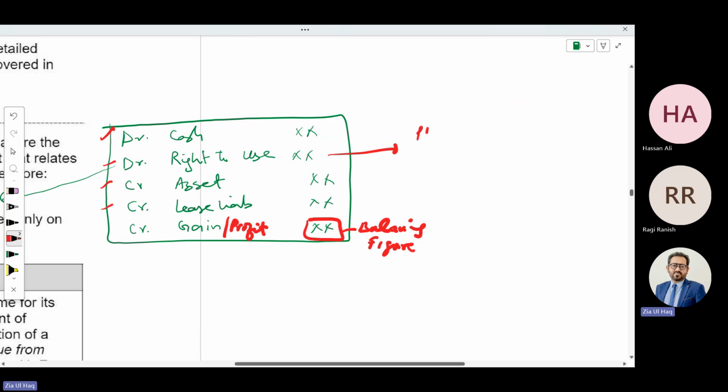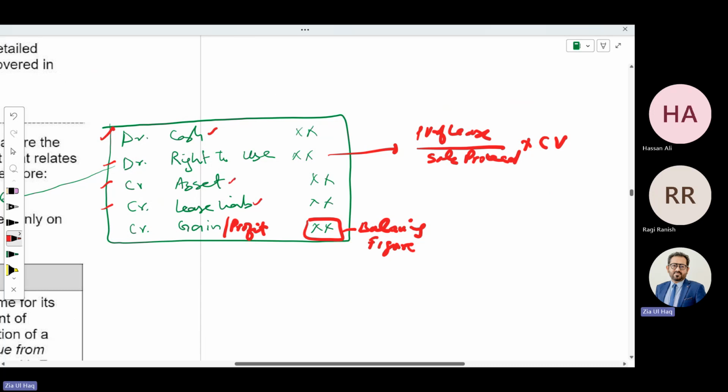Lease liability means the present value of the lease, which will be recorded here as well. The same amount: present value of lease divided by sale proceeds, meaning the amount you received from Mr. B by selling the asset, multiplied by the carrying value of the asset, the value you used here. Sale proceeds will be cash and carrying value will be asset.